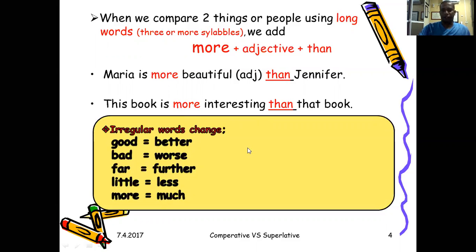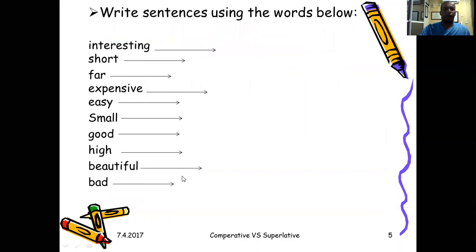As I told you a few minutes ago, there are some irregular adjectives. For example, good, the comparative is better. But bad, worse; far, farther; little, less; and much, more. Okay. I would like you to practice, writing these adjectives and, in front of each one, its correct comparative form.